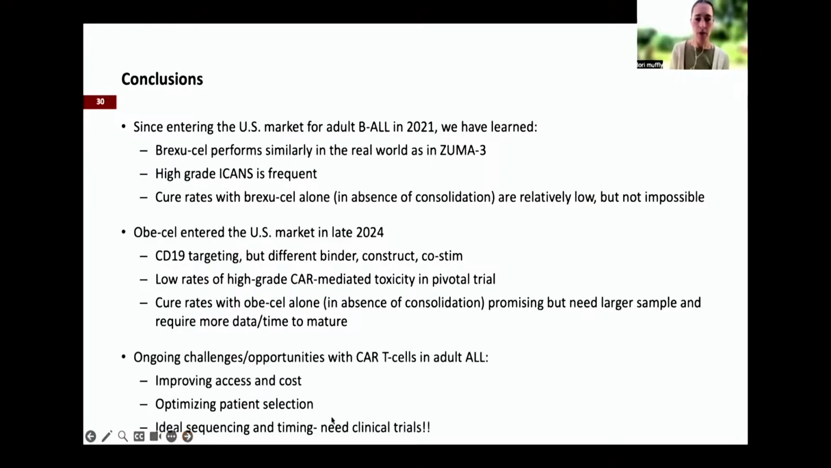There's ongoing opportunities and challenges with CAR T cells in adult ALL. I think improving access and cost, certainly optimizing patient selection, and then understanding ideal sequencing and timing and clinical trials are very important to understanding this.